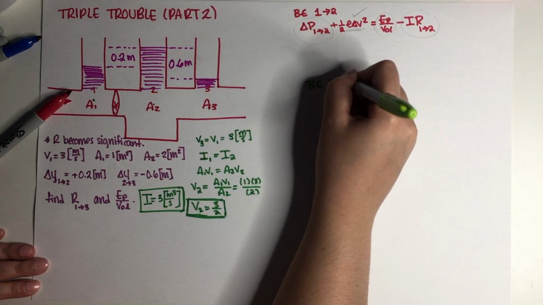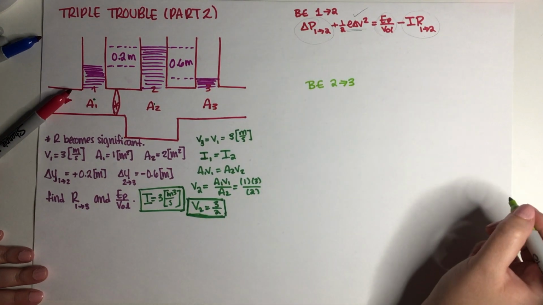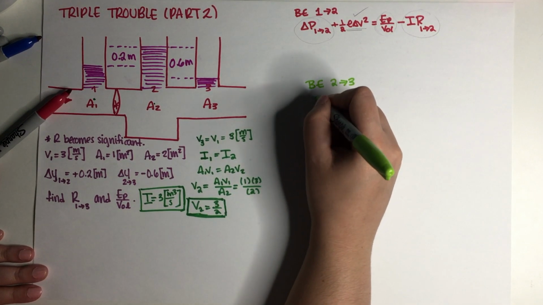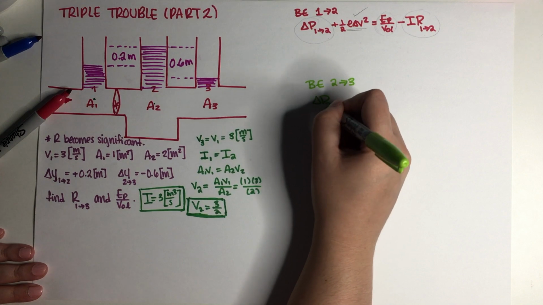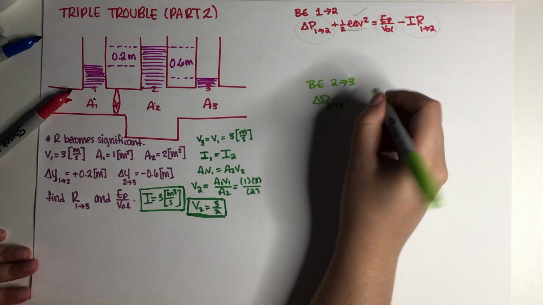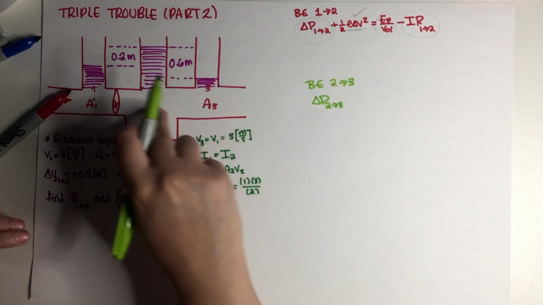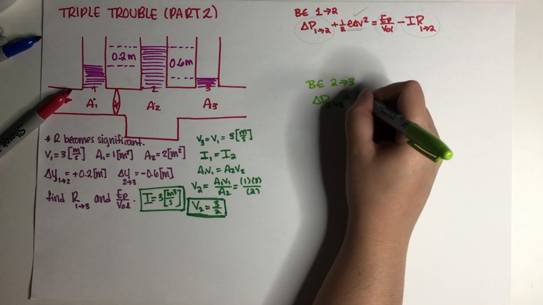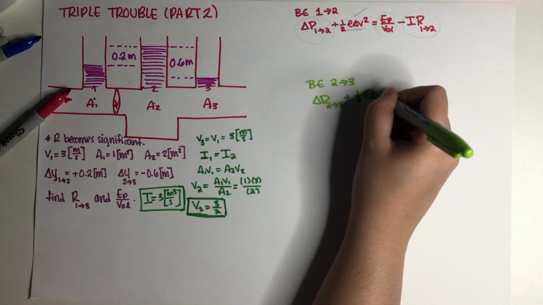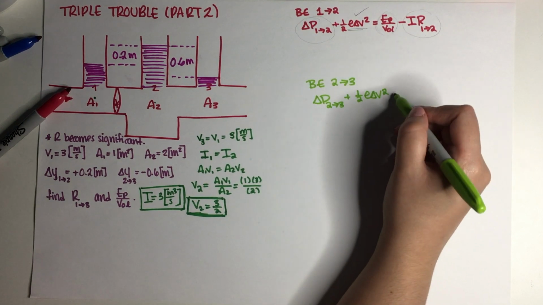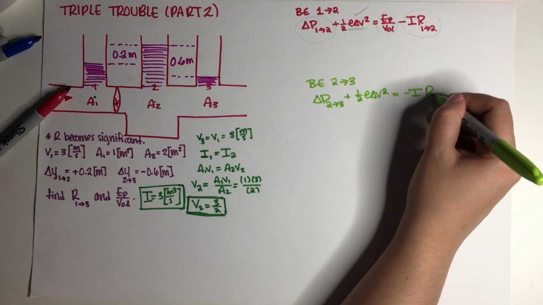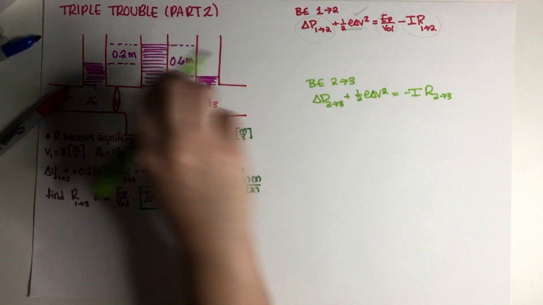So the next thing would be, well, maybe what happens if I use my Bernoulli equation from 2 to 3 then. So let's just take the pump out of the equation. Well, Bernoulli equation from 2 to 3 would be delta P, start at 2, go to 3. I don't have a change in height if I go from 2 to 3. I do have a change in area. I don't have a pump, but I still have a resistance. So this would be resistance 2 to 3.